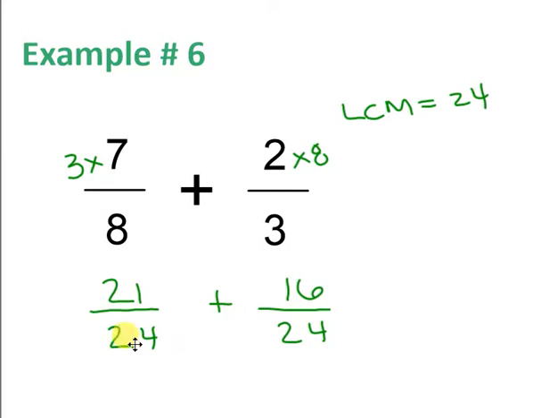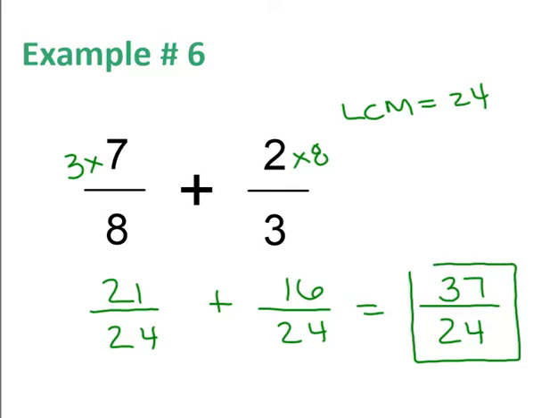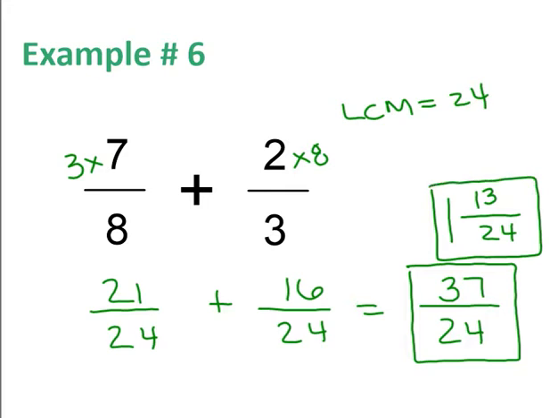Bring down the addition sign. Now I have a common denominator, so I'm going to bring it straight across. And when I do 21 plus 16, I'm going to get 37. Now that's as simplified as it can get, so I can write that down as a final answer. If I want to make a mixed number, 24 goes into 37 one time. There is 13 left over, and I keep the denominator the same. So 1 and 13 over 24.